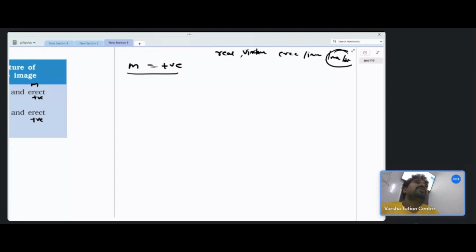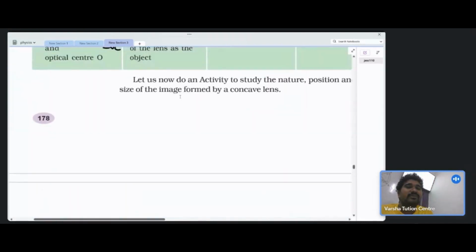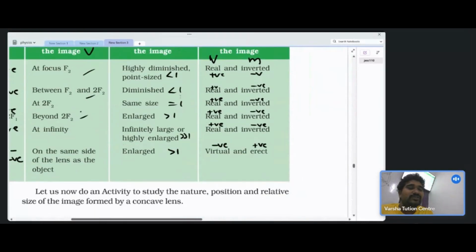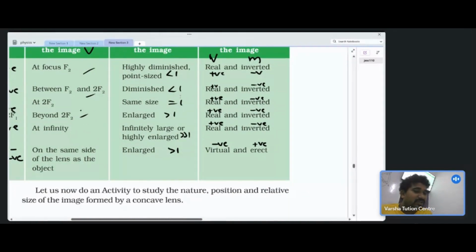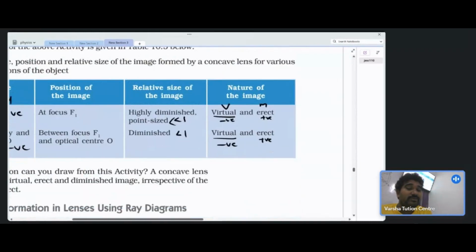M positive is there in three cases. Which are the three cases, sir? Two only, right? But in the earlier convex lens, there is one place where M is positive. Yes or no? M is positive in how many cases? Sir, M is positive in only one there. That's why I said a total of three.